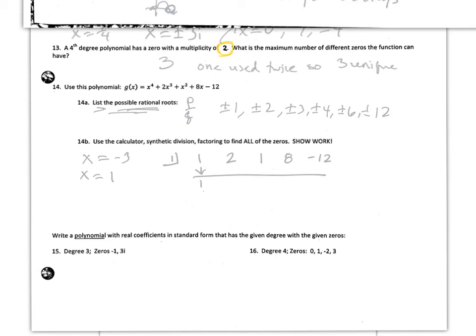Bring that first term down and multiply. So we'll multiply the little box times under, push it forward, add. And then start over. 1 times 3 is 3, and you always add. 1 times 4 is 4, add. 1 times 12 is 12, and you should get a 0.